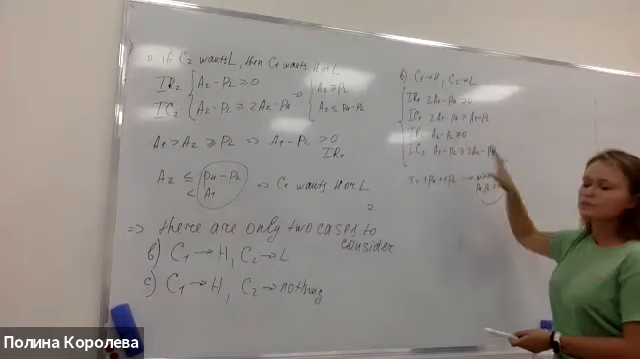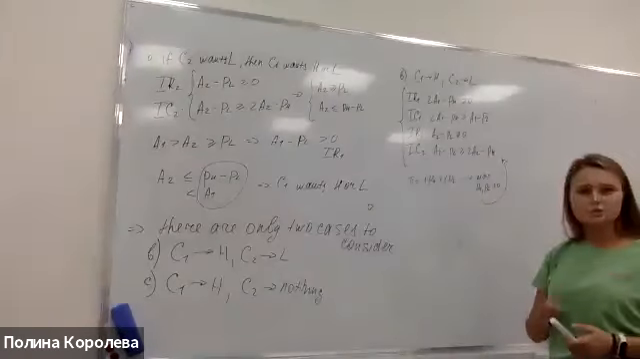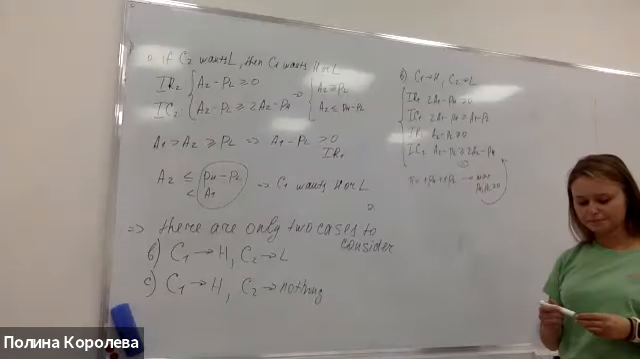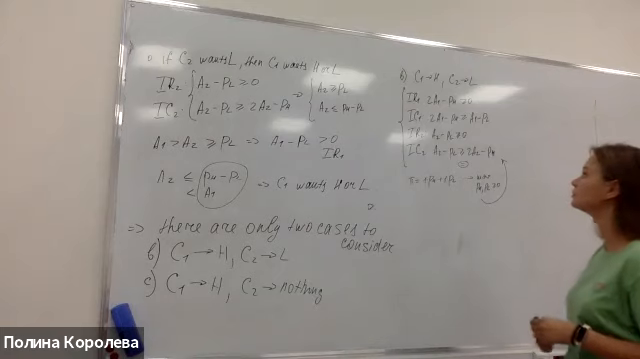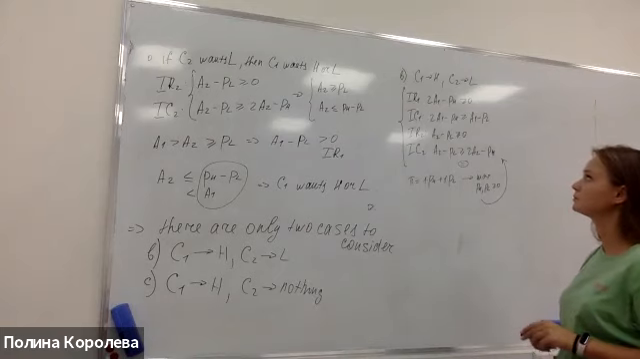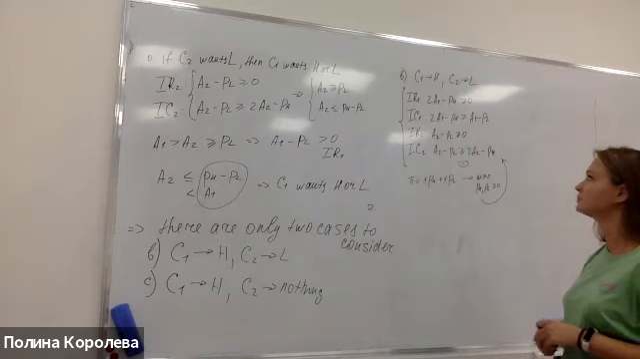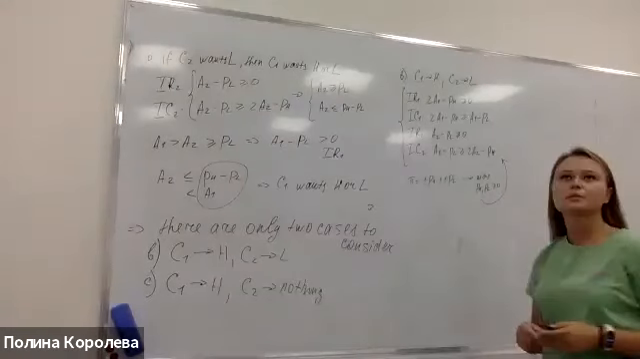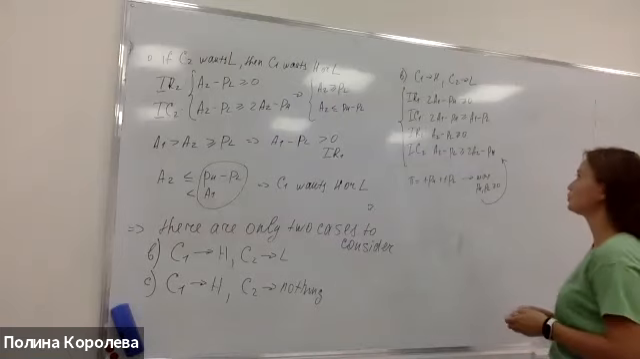What 2 conditions we need to use with equality? With this sign. How do you think? How to solve? Okay. We don't know, then we should suppose something. We should suppose something and then check.